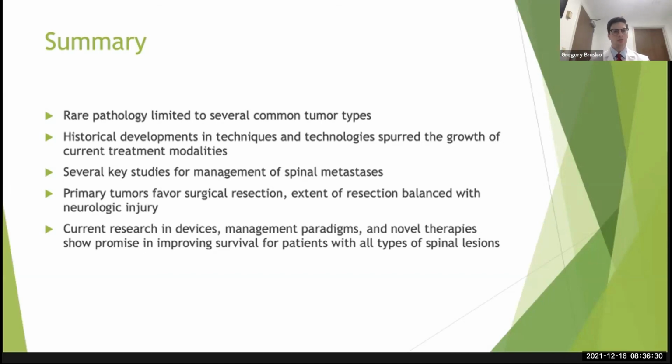And now, current research, whether it be devices, management paradigms, or novel therapies, is showing promise in improving survival for patients with all types of spinal lesions.